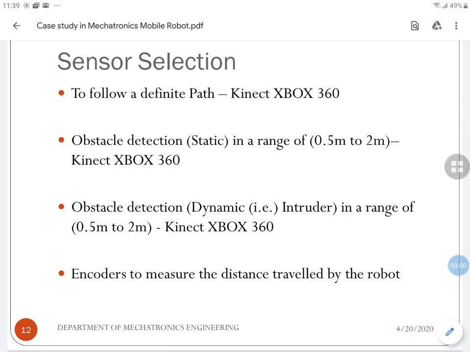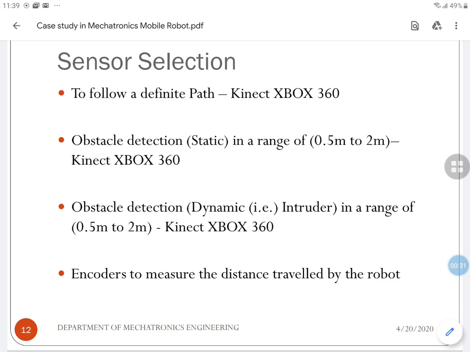Hello all. In continuation to the previous mechatronic design of mobile robot, welcome to our session on sensor selection, actuator selection, control system design, and the following prototyping and deployment steps. Welcome to our second video.